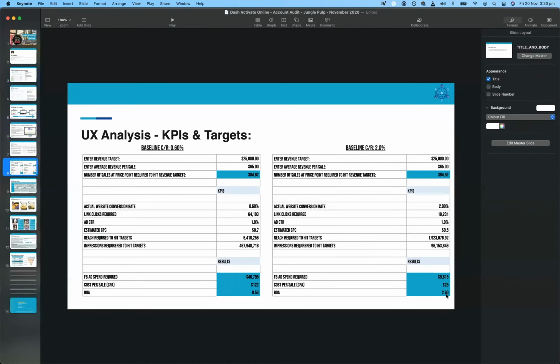And it means that with your ads, you can turn over a 2.6x ROAS. It is super important to get that conversion rate up by implementing some of these steps, because all of a sudden it makes your Facebook ads insanely more powerful.